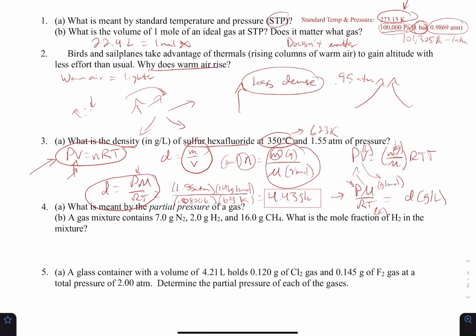All right, number 4 here. I'm going to give myself a little bit more room with the writing here, but it says, what is meant by the partial pressure of a gas? Basically, all it is is the pressure that each gas contributes to a sample. So any time that you have a mixture of gases, there is going to be an overall pressure, but each gas, depending on how much of that gas there is, will make up some portion of the overall pressure in that gas sample.